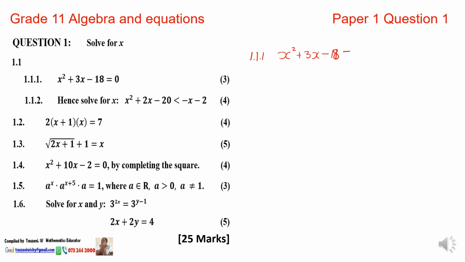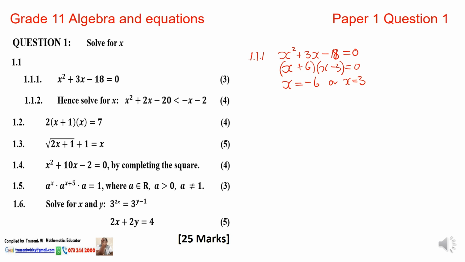So, the first question, most of the time, not all the time, but most of the time, especially if it's 2 marks or 3 marks like this, it means we can solve that one by factorization. So this equation in factorized form is (x + 6)(x - 3) = 0. Then we can read our answers from the brackets. x = -6 or x = 3. Then our question is answered. So it's a very straightforward calculation.